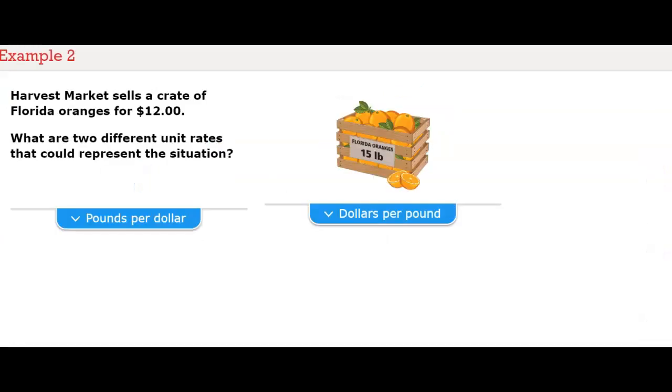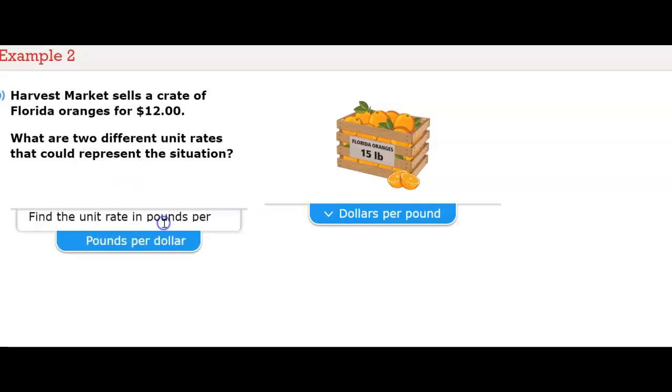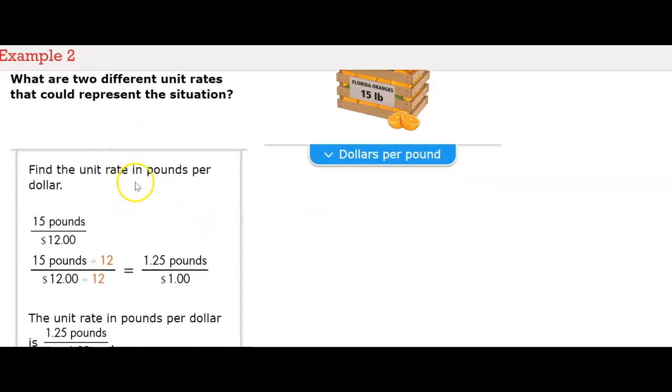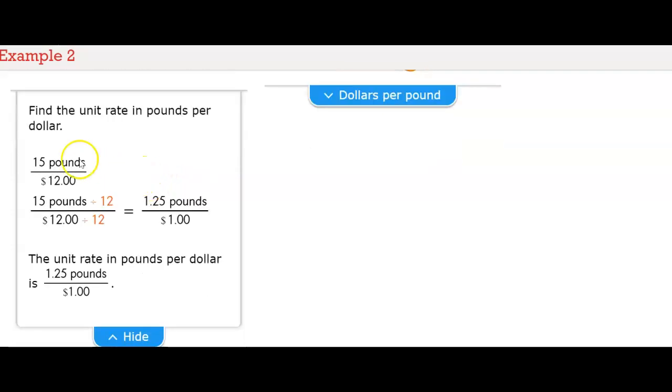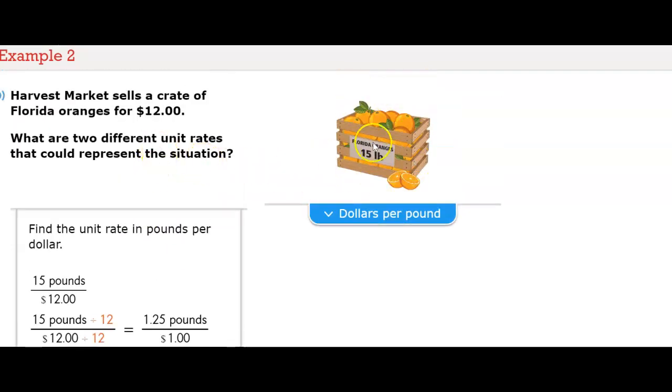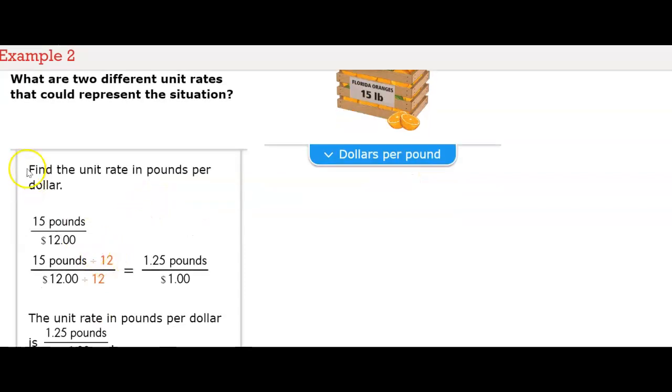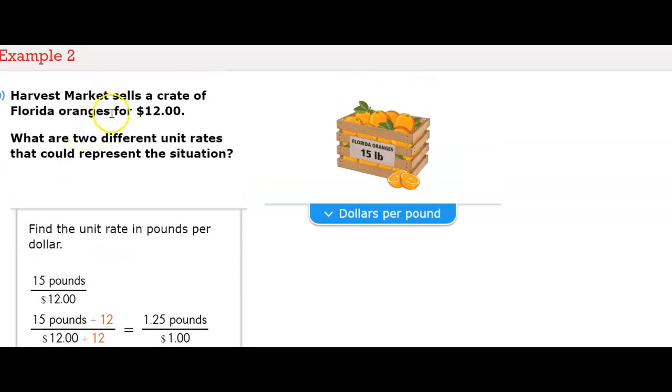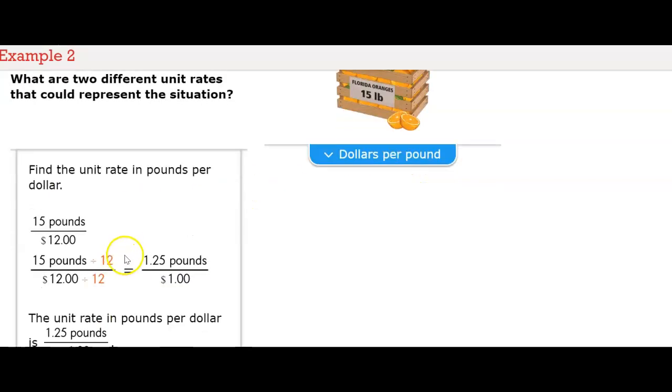Harvest Market sells a crate of Florida oranges for $12. What are two different unit rates that could represent the situation? Pounds per dollar. You find the unit rate in pounds per dollar. So you have the 15 pounds, which is how much the crate of oranges weighs. And then you put it over $12 since they're selling the crate for $12.